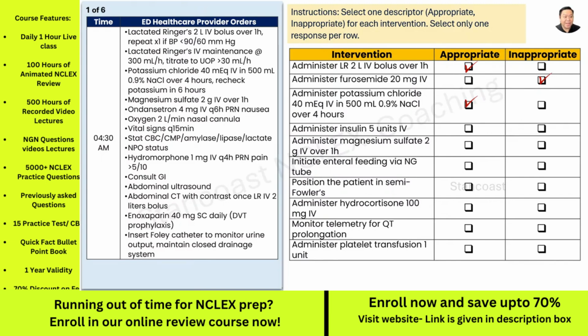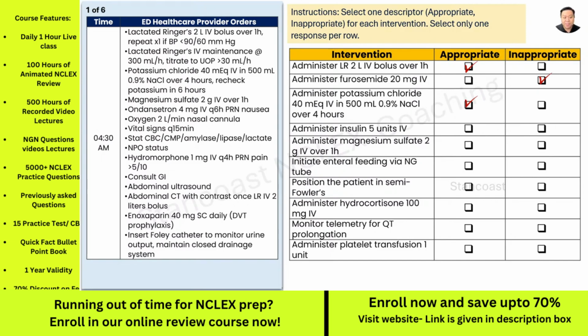And per the order, there was something about rechecking the potassium level in 6 hours. So this will help ensure that we are tracking if the patient's potassium level is improving or not. And this is a priority electrolyte intervention that will support cardiac and neuromuscular function. Let's move on to our next intervention.